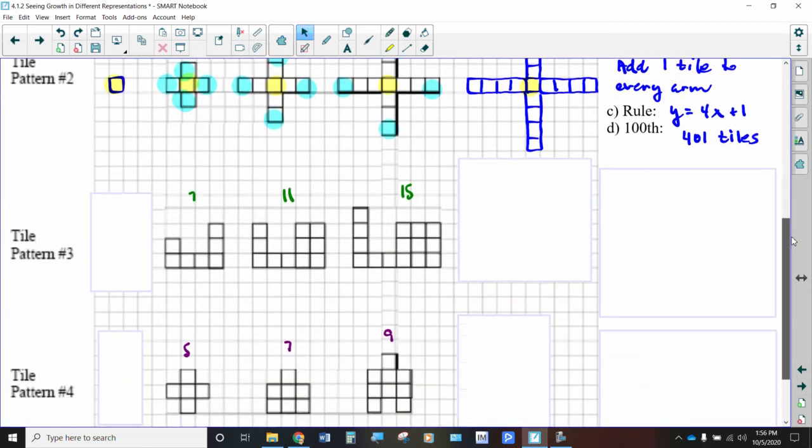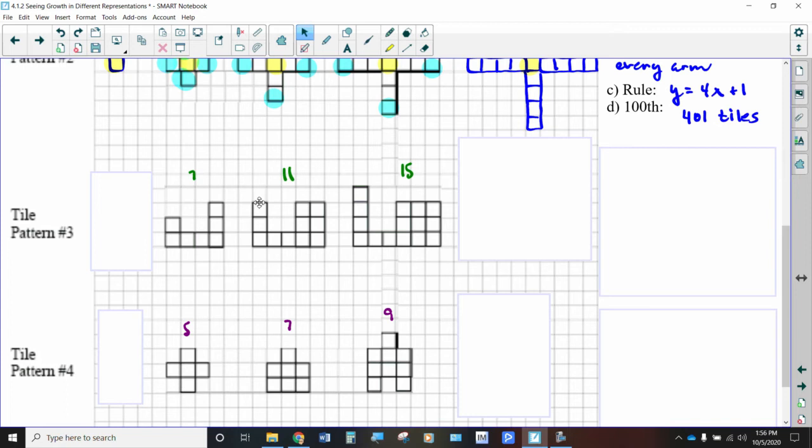Looking at tile pattern 3, it looks like we've got 7 in figure 1, 11 in figure 2, and 15 in figure 3. So it does have a growth rate. It's growing by 4 every single time. Now, where are the 4 that keep getting added on?